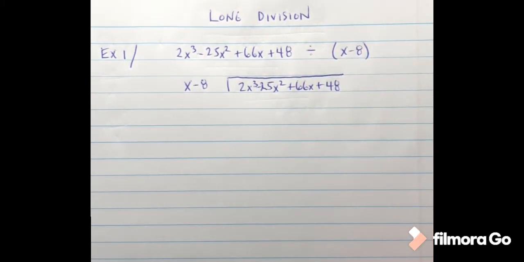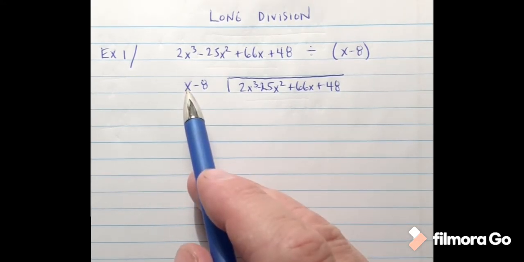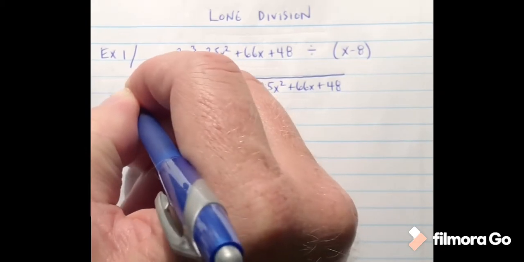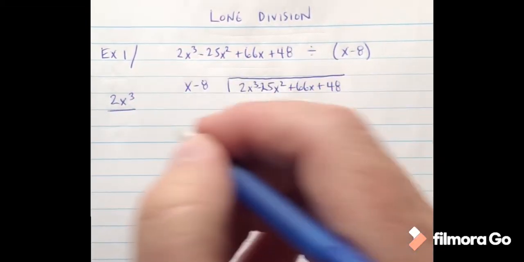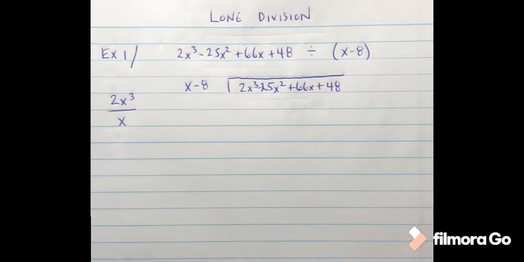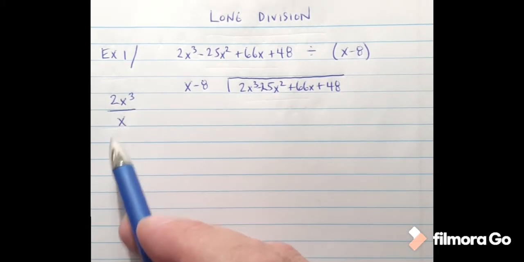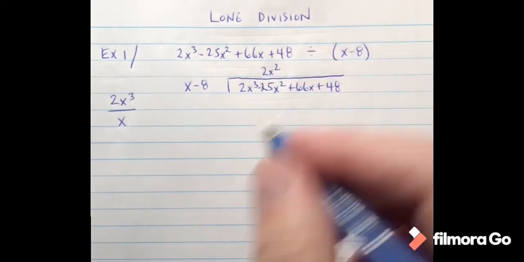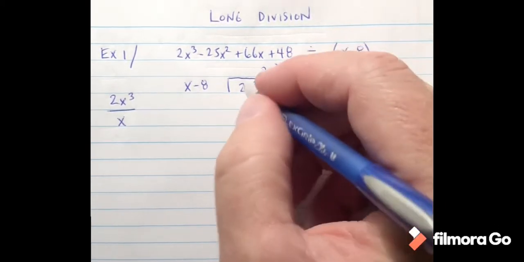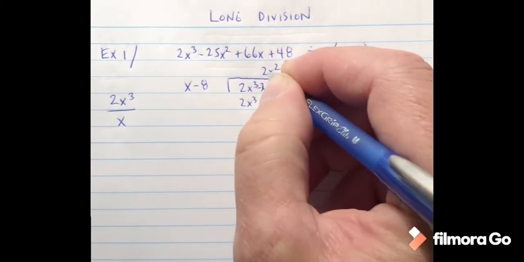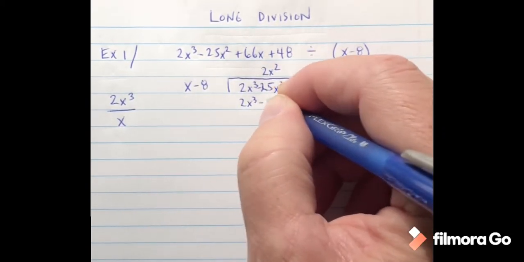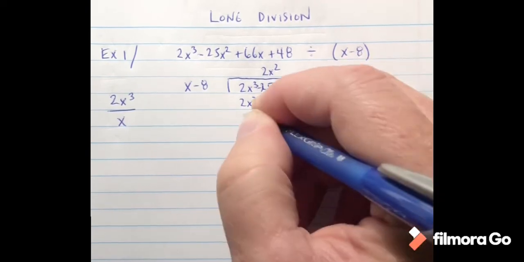So in this process, we're going to look at the first term. We're going to say how many times does x go into 2x to the third. If it helps you, we're going to write over here to the side 2x to the third divided by x. Well, 2x to the third divided by x is just 2x squared. So I'm going to put that over the squared. So x times 2x squared is 2x to the third. 2x squared times negative 8 is negative 16x squared.